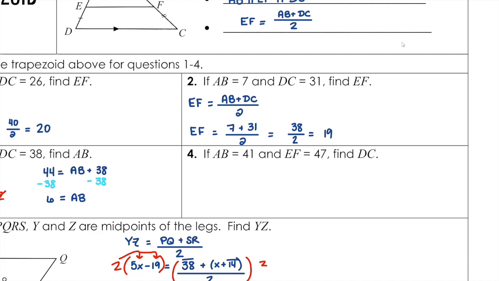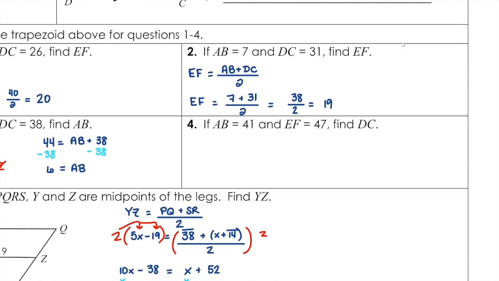Now, like you were just talking about, what if they hit me with the mid segment and want me to find the length of one of the spaces? We're still going to do our formula. So AB plus DC over 2.